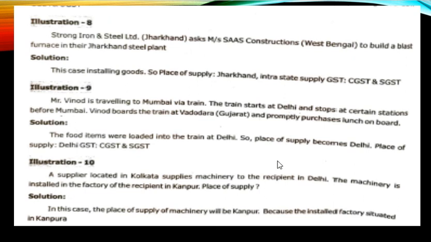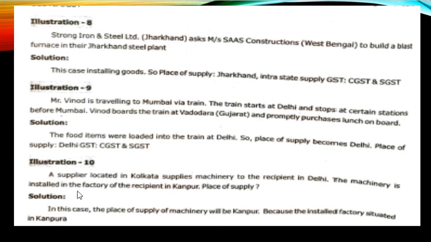So as the place of supply becomes Delhi, the GST charge will be CGST and SGST. The buyer got into the train from Delhi, and the supply is also made in Delhi. So both are in the same intrastate, in the same state. So CGST and SGST will be applicable.